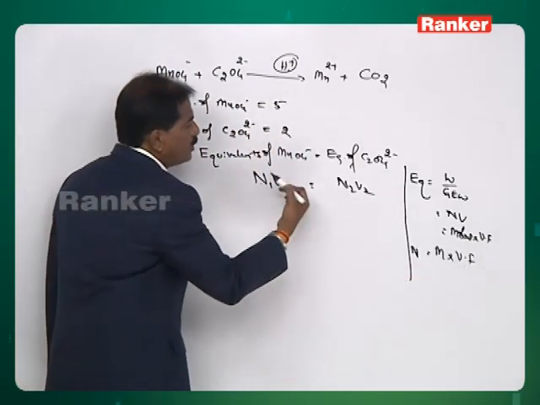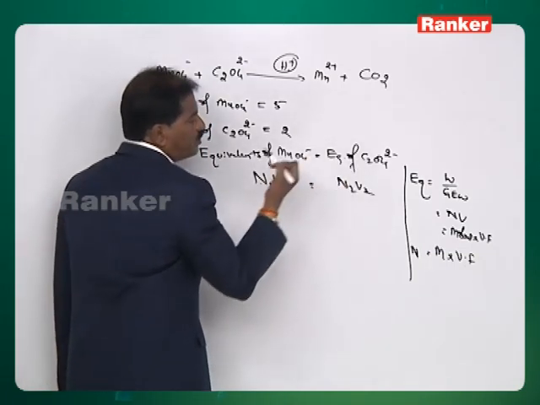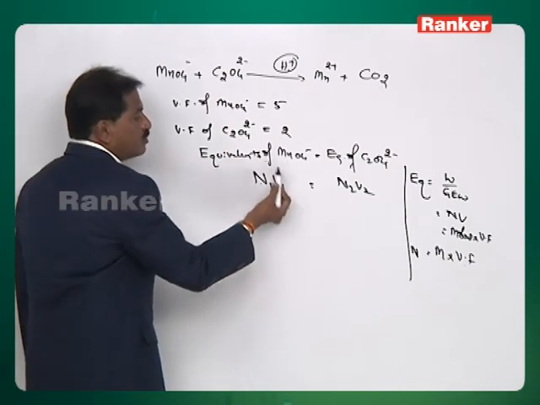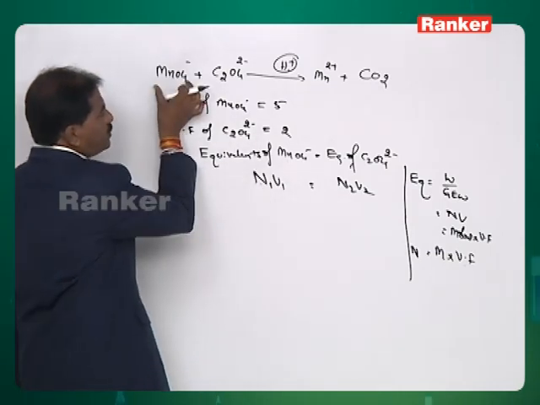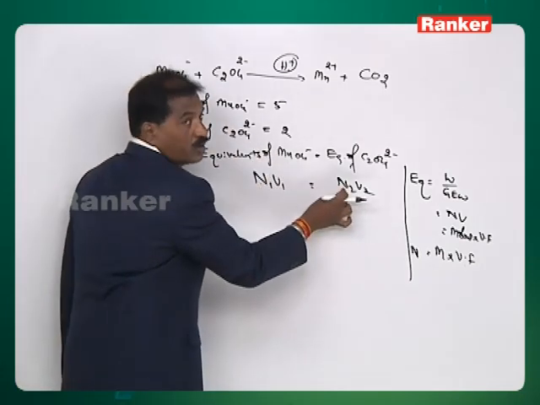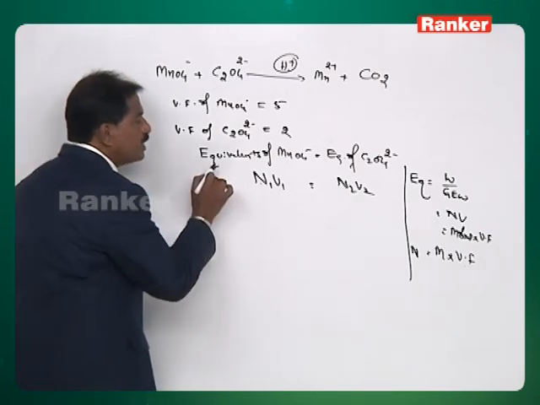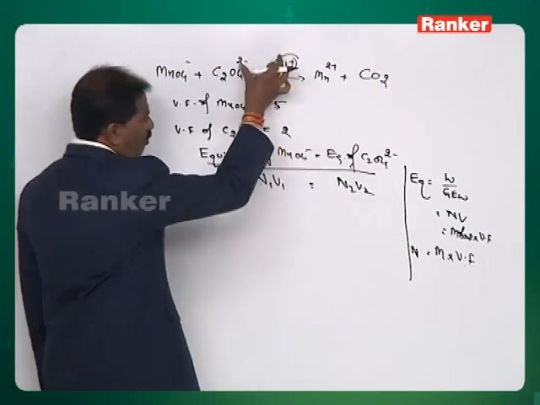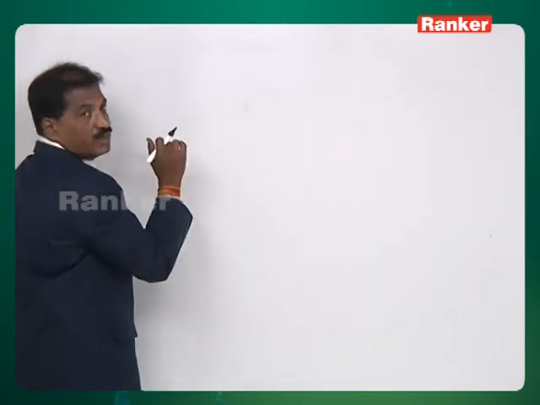Then from normality, we can use this relation: equivalence of the first reactant is equal to equivalence of the second reactant. By using this formula, if they give the normality and volume of the first reactant, and the normality of the second, we can calculate the volume like that. So based on the equivalence principle, all redox reactions can be easily simplified. Similarly, let us discuss another example.